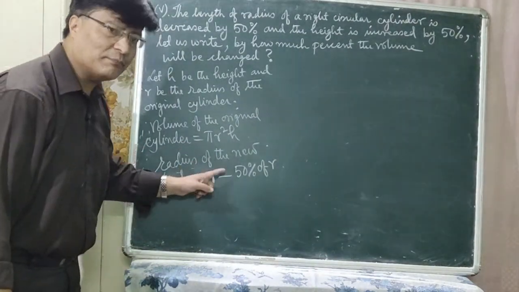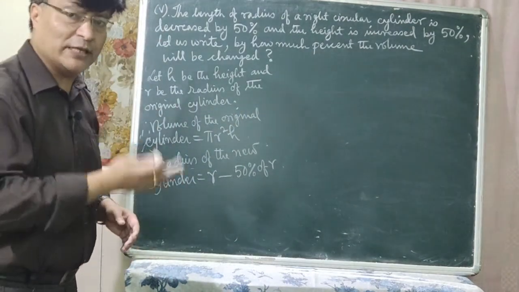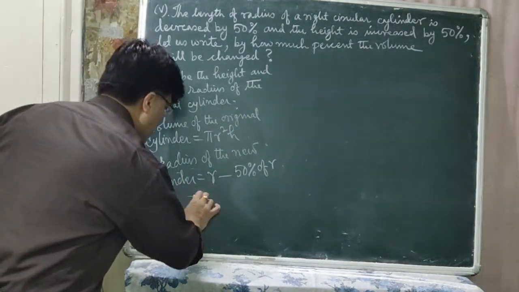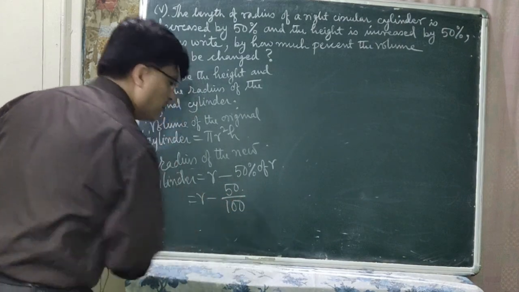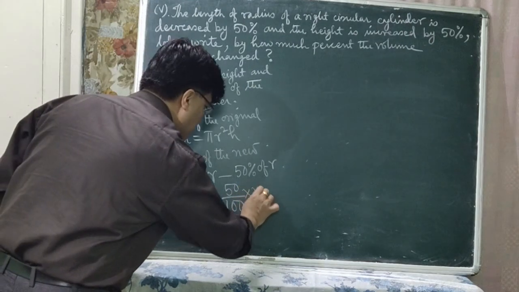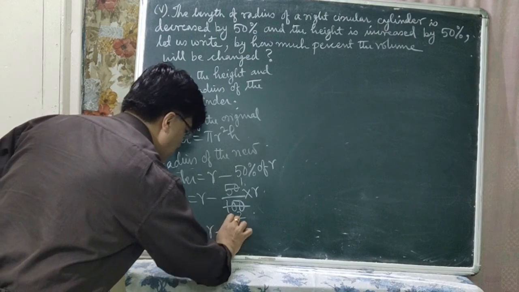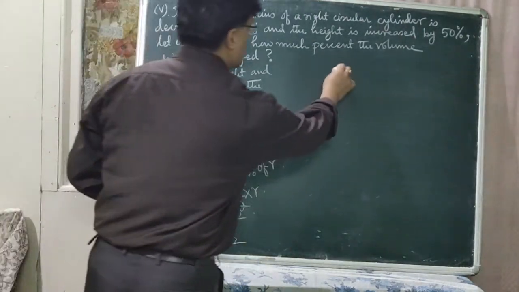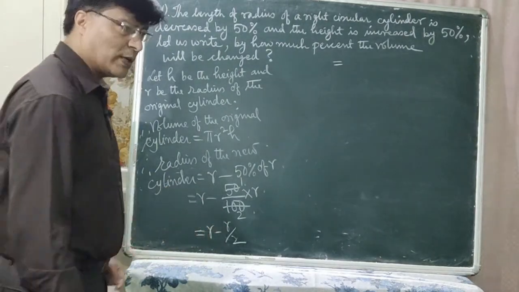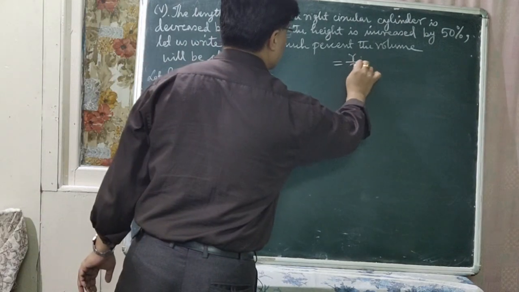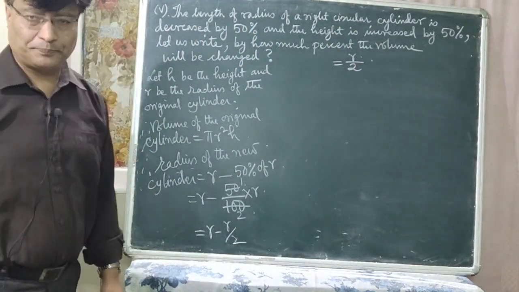Original radius is r minus, it is decreased by 50% of r. That is 50% of the original radius, okay? So it is equal to r minus, what is 50%? 50 divided by 100. Percent means out of 100, of means into r. 5 ones are 5, 5 twos are 10, so it is r minus r by 2. What is r minus r by 2? You can calculate it. 2 into r is 2r, minus r is r by 2. So what is the radius of the new cylinder? It is r by 2.